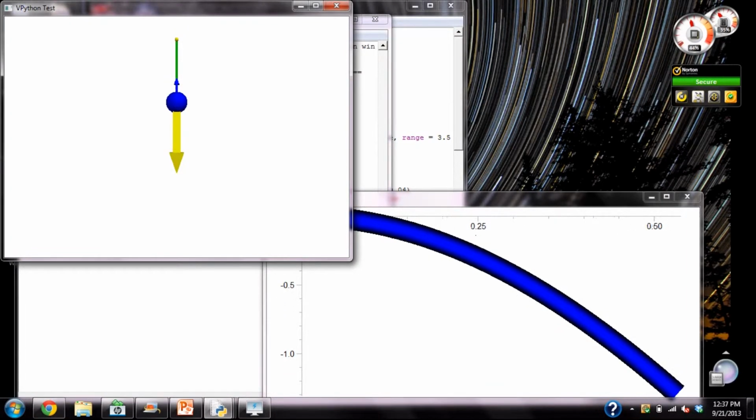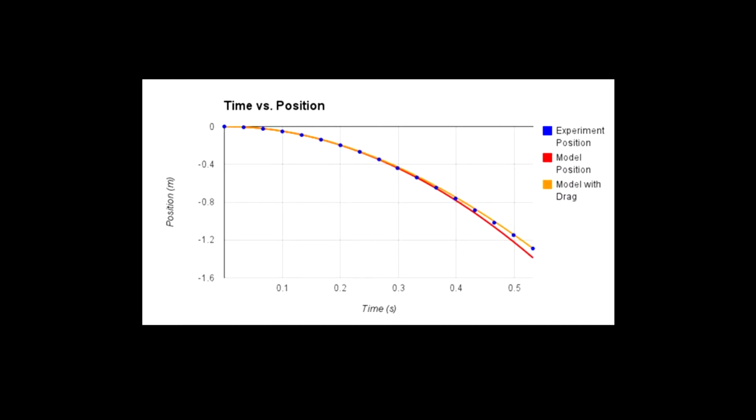Here is the model in VIDLE, where the large yellow arrow represents the force due to gravity, and the smaller blue arrow represents the drag force. Here is the final graph, which shows the object's experimental position and two models, one with drag force and one without. The model with the drag force fits the experimental data very well. This is mainly because I adjusted the value of b so that both graphs would have the same final value.